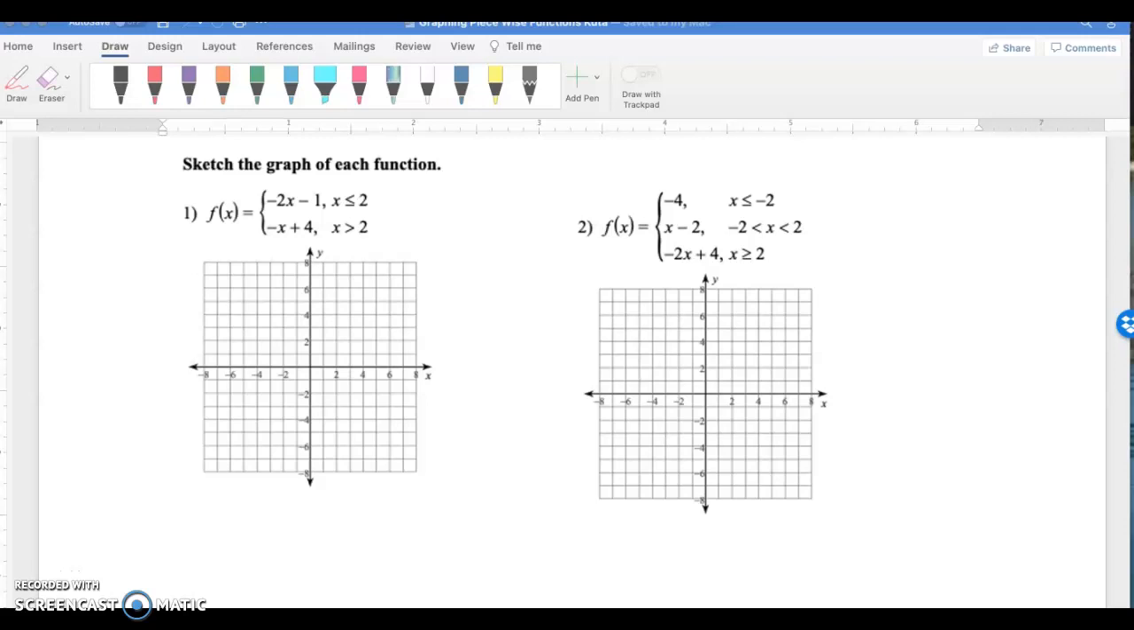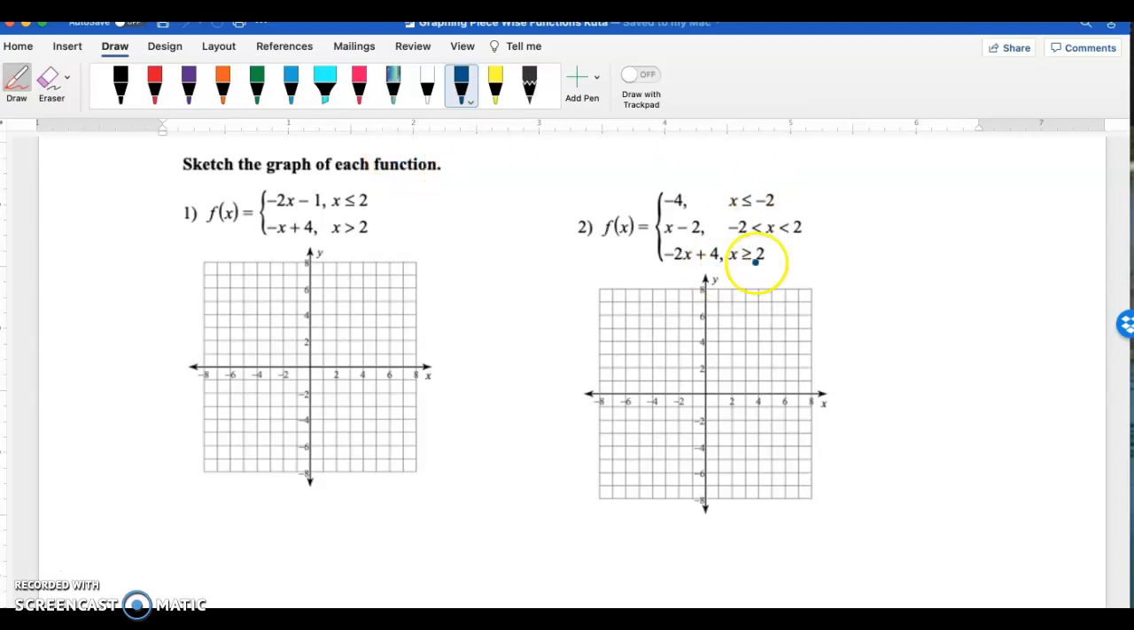Hey everybody, so another thing I noticed from the recent test was a struggle with piecewise functions. This appeared on the review and it appeared on the test. So I kind of want to go back over this. I'm going to show you a couple different ways to do this, and you'll notice these are actually two problems that are on your bonus worksheet.